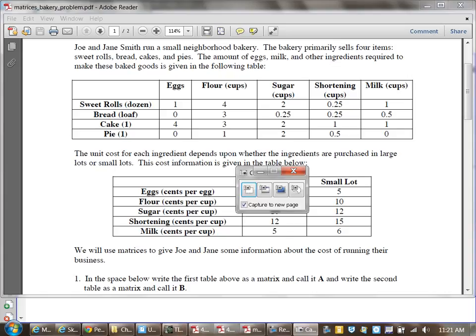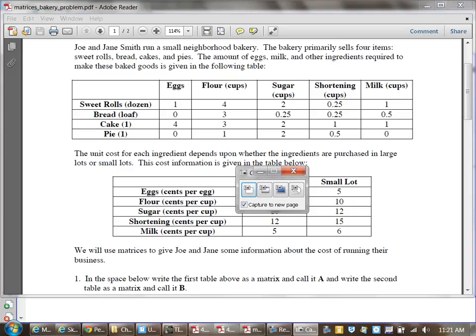So let's take a look at this problem. Mr. and Mrs. Smith have a bakery. Sounds delicious. The bakery primarily sells 4 items: rolls, bread, cakes, and pies. The amounts of the ingredients that you need to make all that stuff is in the following table.